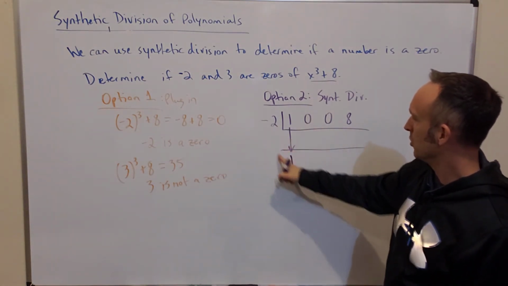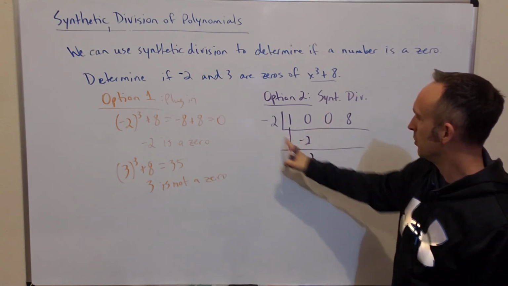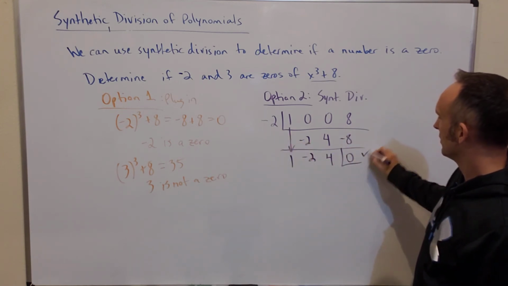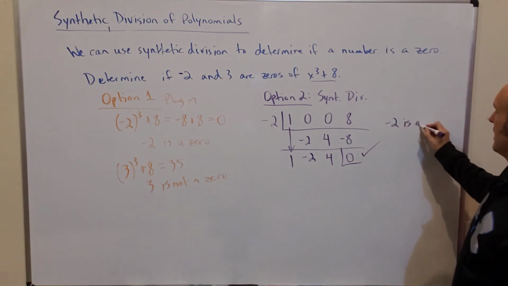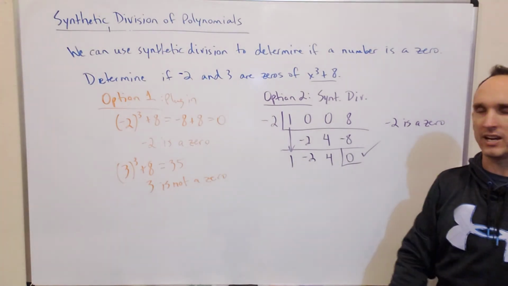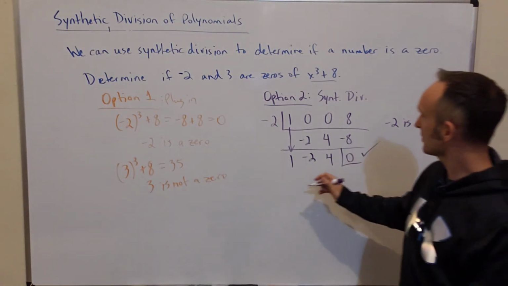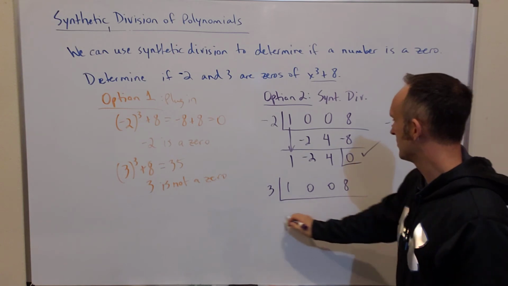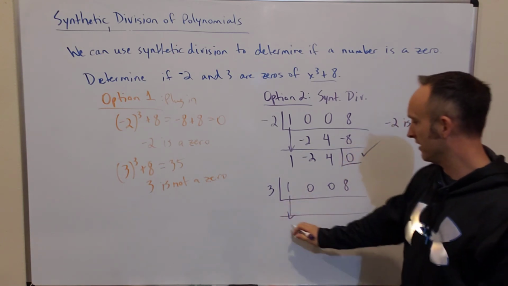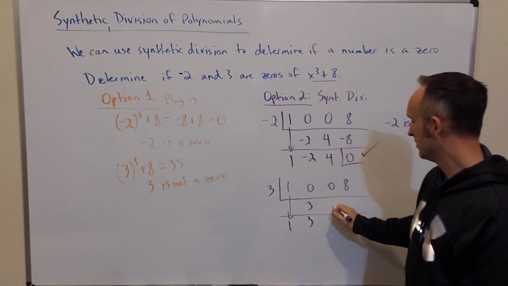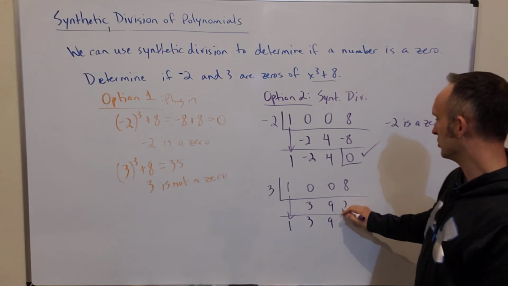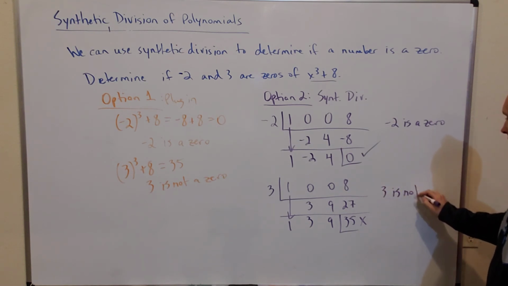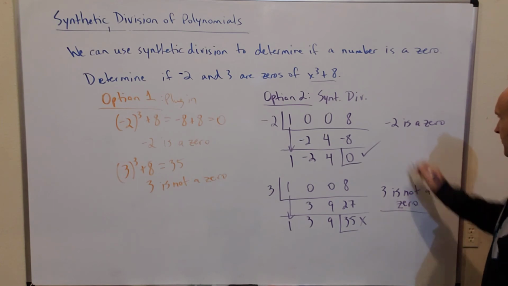Drop our 1, multiply, add, multiply, add, multiply, and add. So in this case, negative 2 is a 0. Now that was a longer process than what we did over there. Okay, so that's something to think about. 3, let's do the same thing with 3. We get 1, 0, 0, 8. Drop our 1, and then multiply and add. So drop the 1, multiply, add, multiply, add, multiply, add. This is not 0, so 3 is not a 0. Okay?